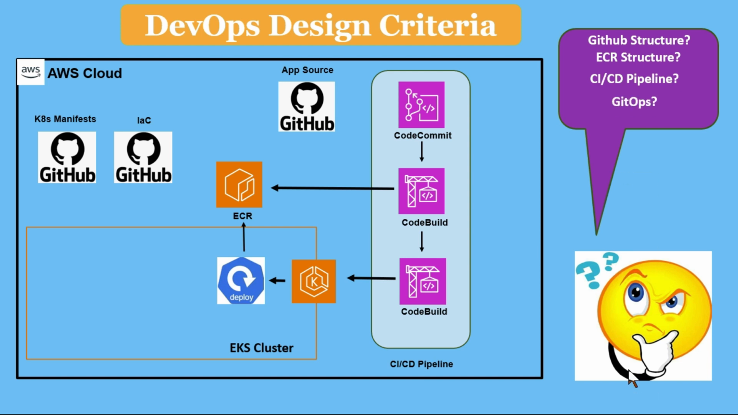So another decision we need to make is whether we can use GitOps model. In this case, the source of truth lies in the GitHub, and the GitOps controller like Argo CD or Flux will be deployed in the cluster, which will sync the state of the cluster to the manifest in the GitHub.